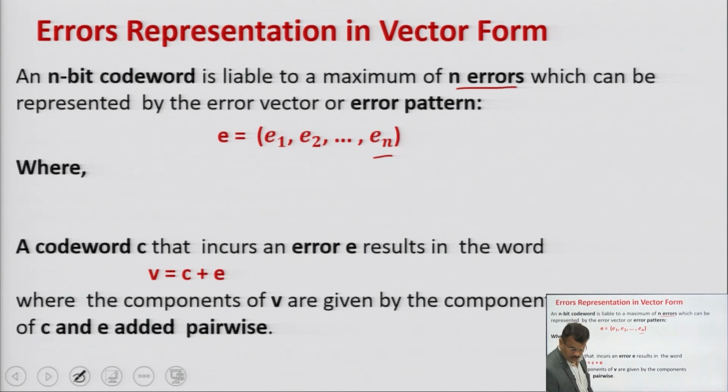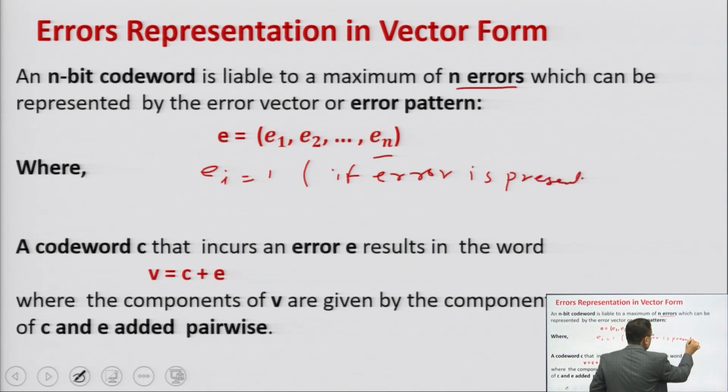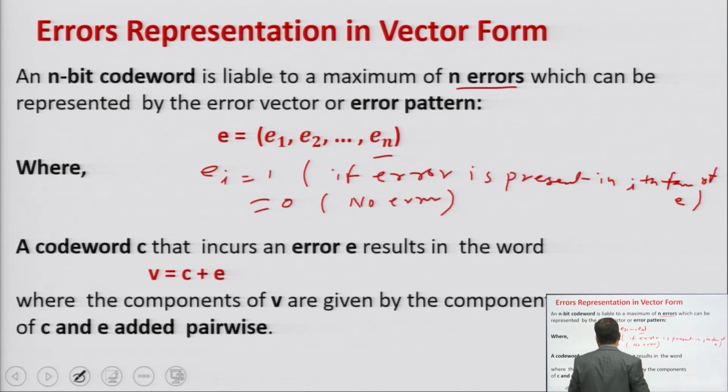Now, this error Ei, यदि error है तो Ei is equal to 1, मतलब if error is present in the ith position of E, Ei is equal to 1. It is equal to 0 whenever there is no error, कोई error ही नहीं है, ऐसा भी हो सकता है. So, finally, at the time of error detection and correction, detection you can say generally, क्योंकि पहले detection होगा, detection के बाद correction होगी.